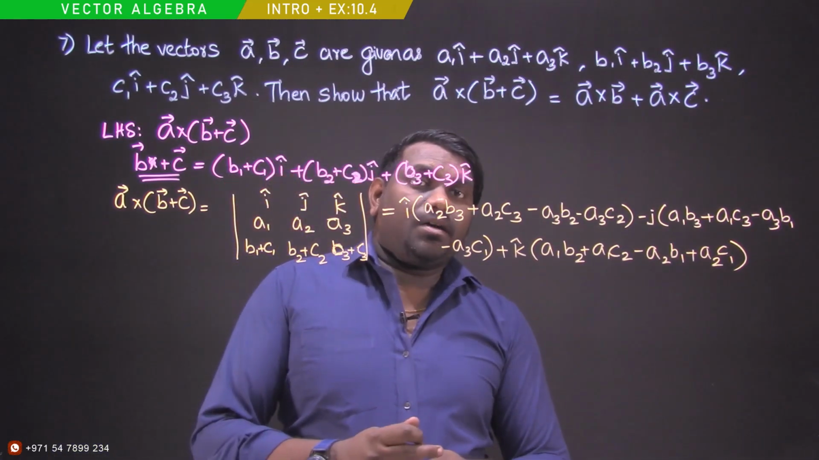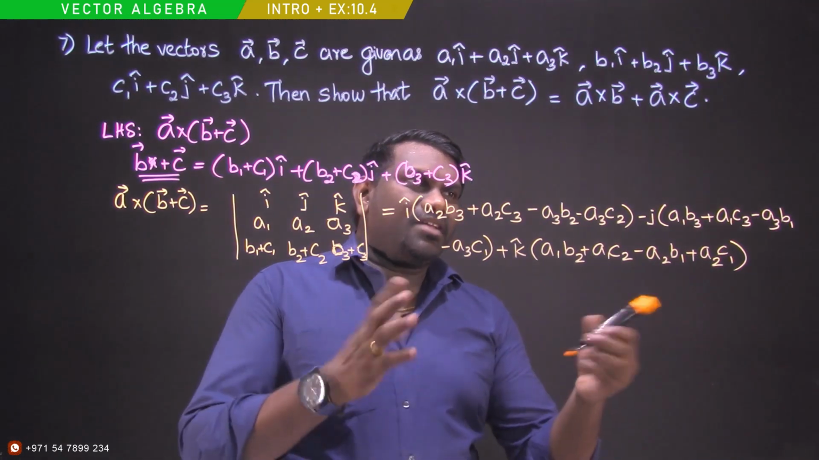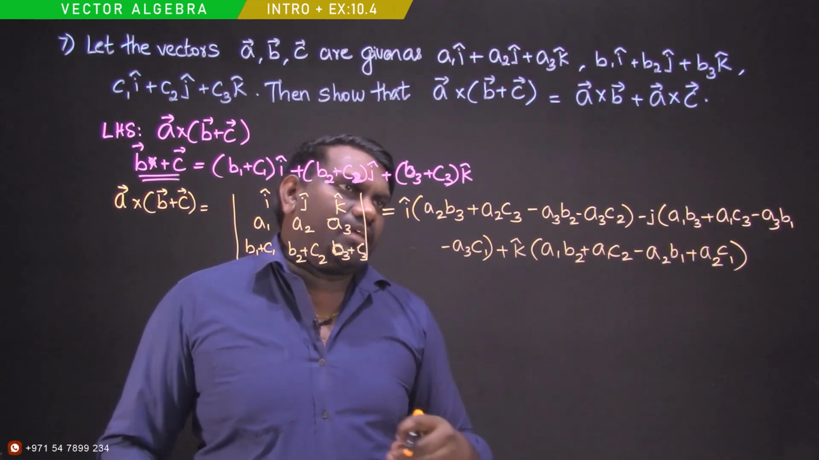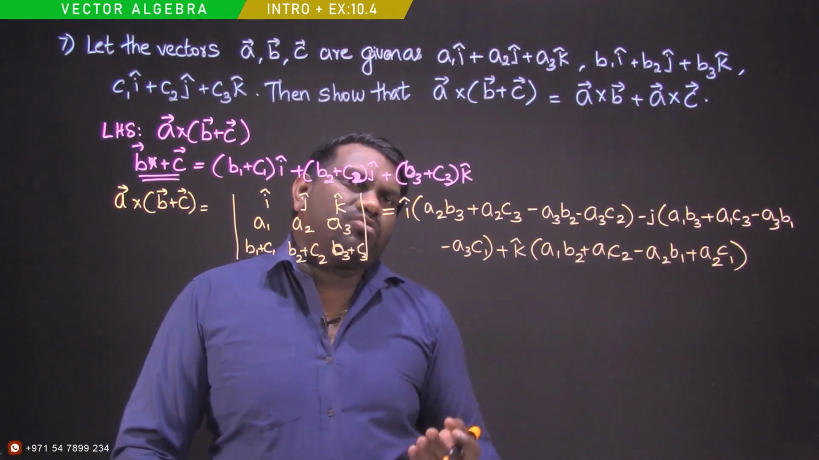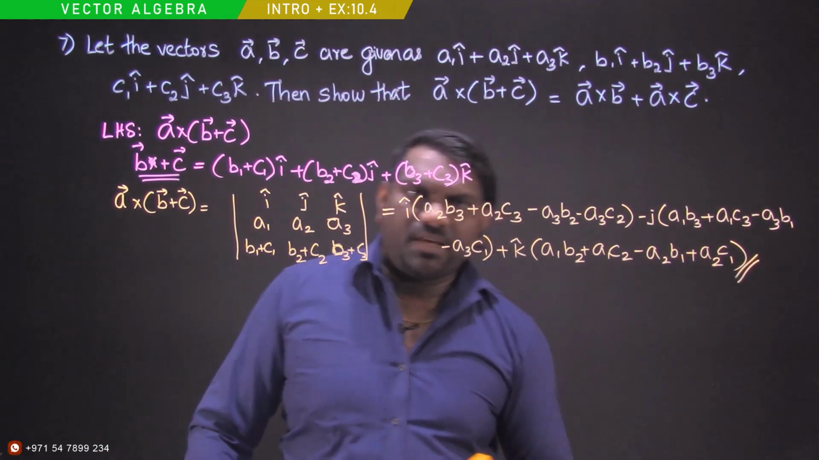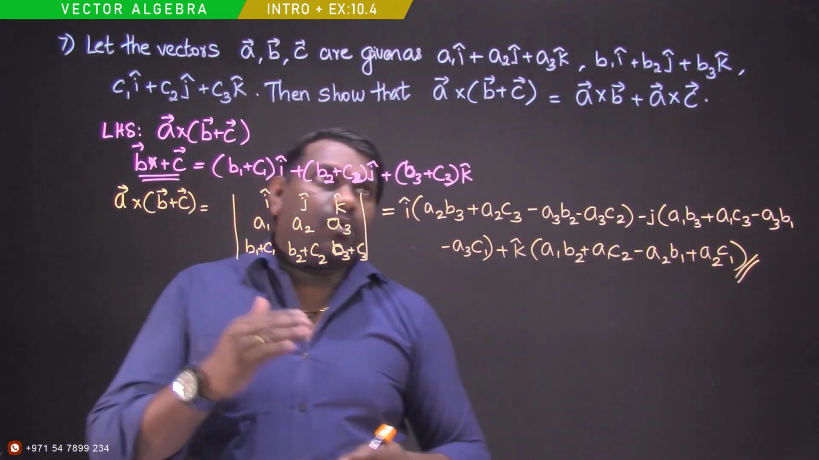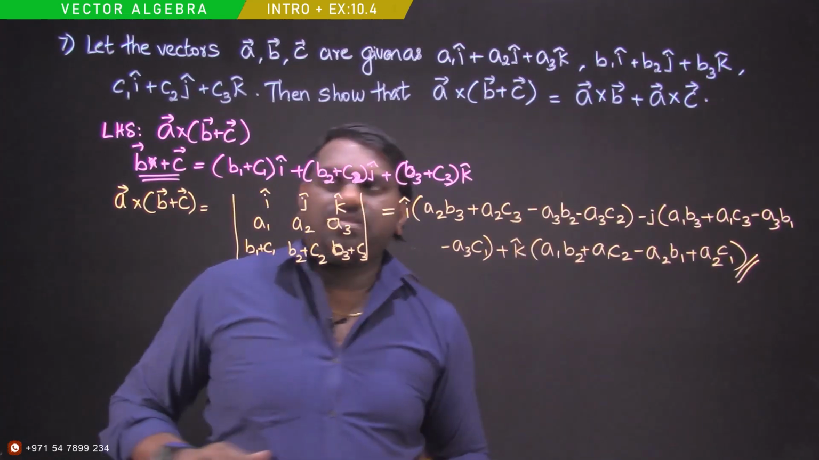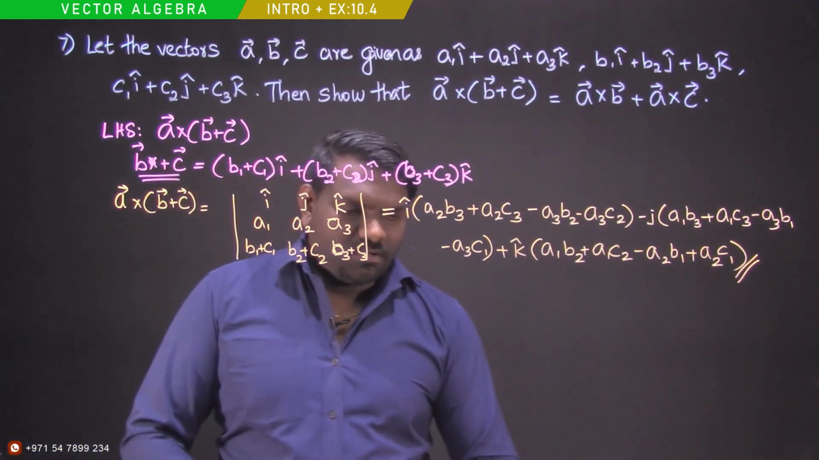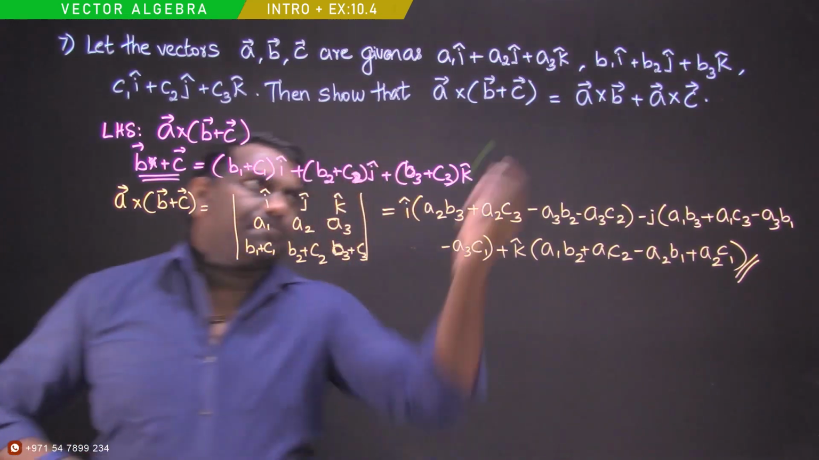Now, can you simplify inside these brackets? I don't think so, because each one of them is separate here. So this is what I have. Now let's check what we get for the RHS.